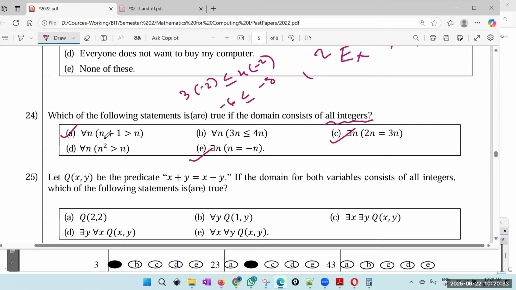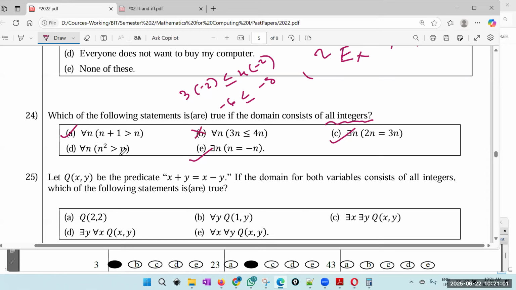Then I want to check whether the n plus 1 statement works for negative integers also. Minus 3 plus 1 is minus 2. Minus 2 is bigger than minus 3. Yes, for negative integers this works. But for the other one, 3 times minus 2 is minus 6. Is it less than or equal to 4 times minus 2, which is minus 8? No, minus 6 is not less. So therefore, I will not take this.